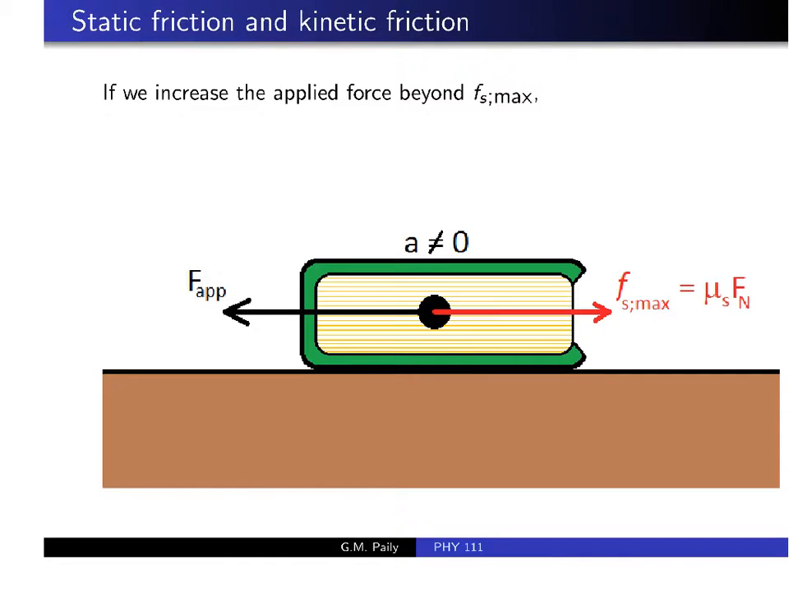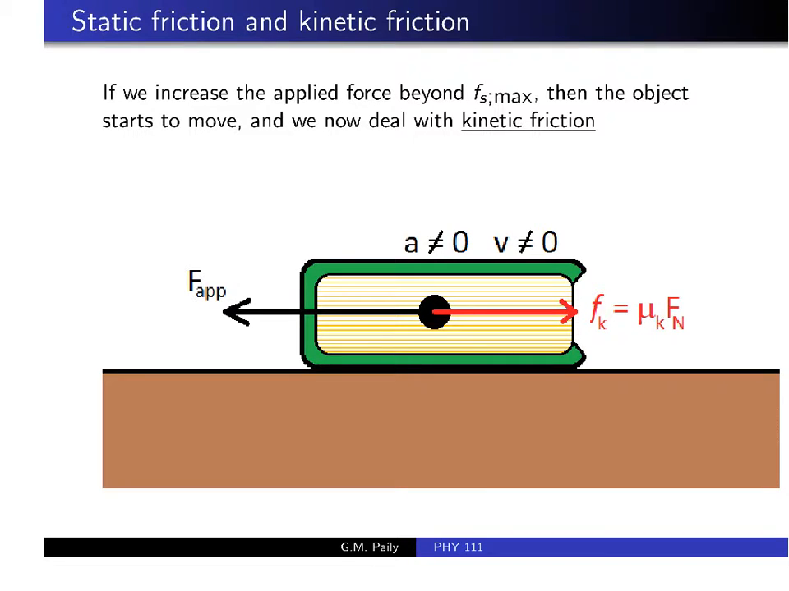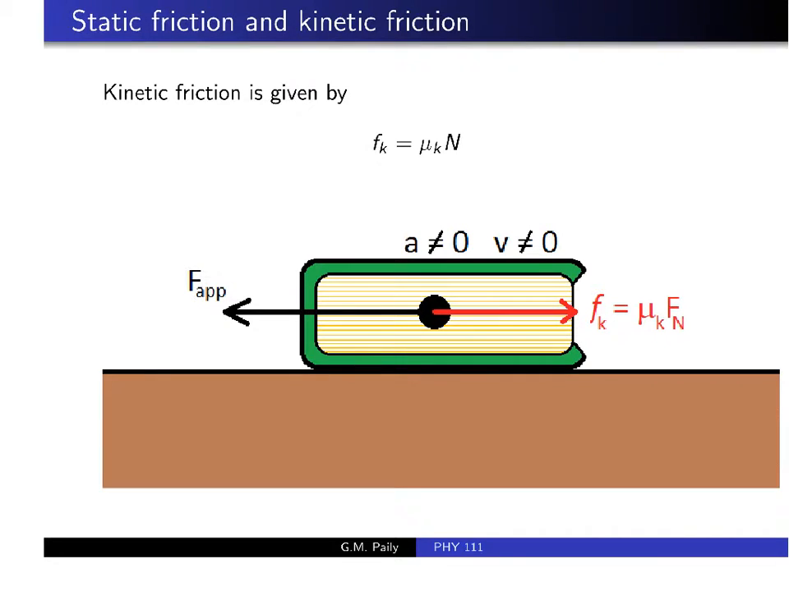If we increase the applied force beyond the maximum value, what happens? Well, then the acceleration is no longer 0. And once the acceleration is no longer 0, the object starts to move. And once it moves, we have sliding between the two surfaces. And so we are now dealing with kinetic friction. Kinetic friction is always equal to mu k times n. It's not an adjustable force like static friction.